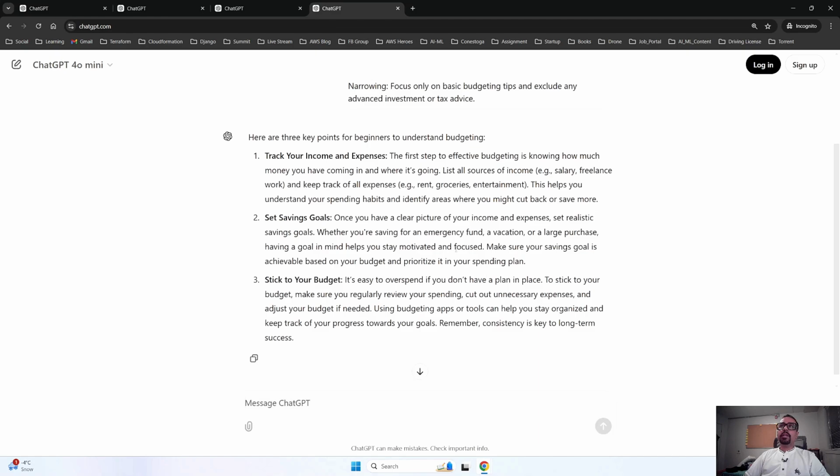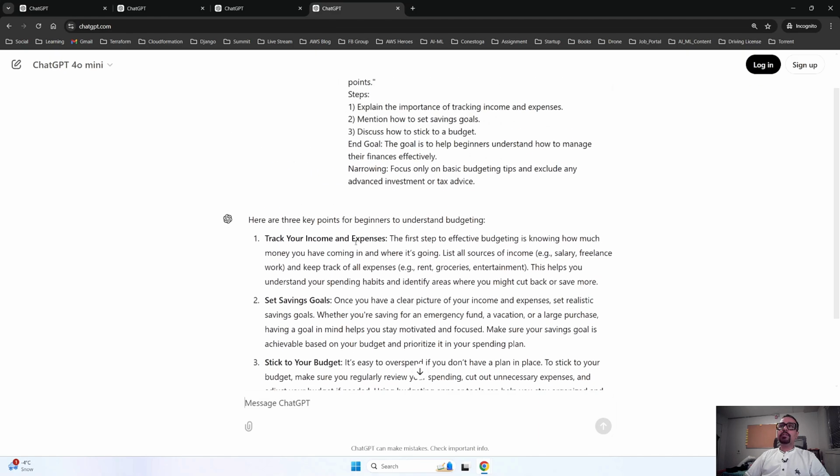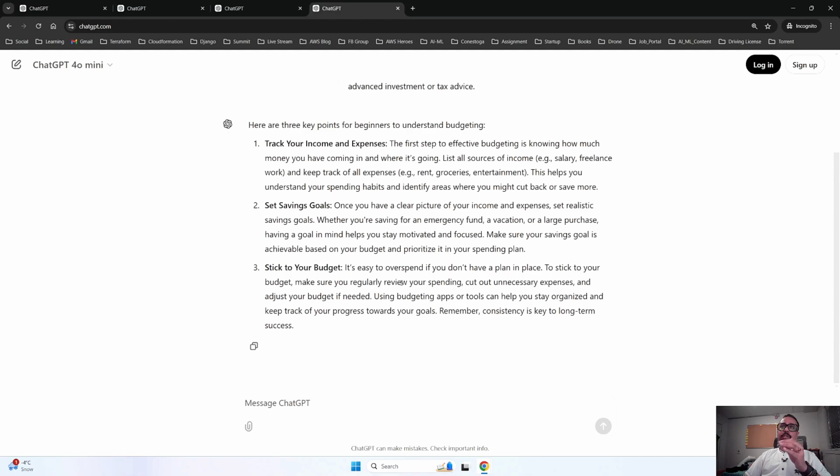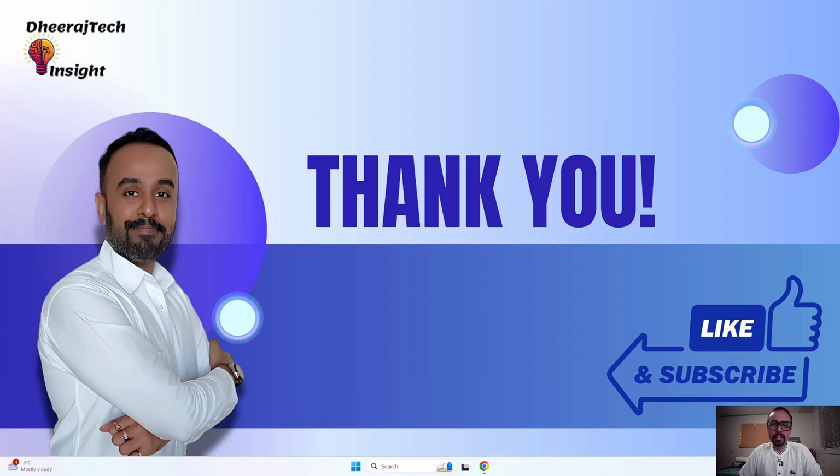Okay, so it has generated the 3 points over there. It says track your income and expenses. So the first step to budgeting effectively is knowing how much money you have coming in and where it's going. List all sources of income, for example salary, freelancing work, and keep track of all expenses like rent, groceries, and entertainment. Then set saving goals. Once you have a clear picture of what income you have, then you can set realistic goals, from which you can include the emergency fund, the vacation funds, and the large purchases. Then you can stick to a specific budget. So this is what we were expecting.